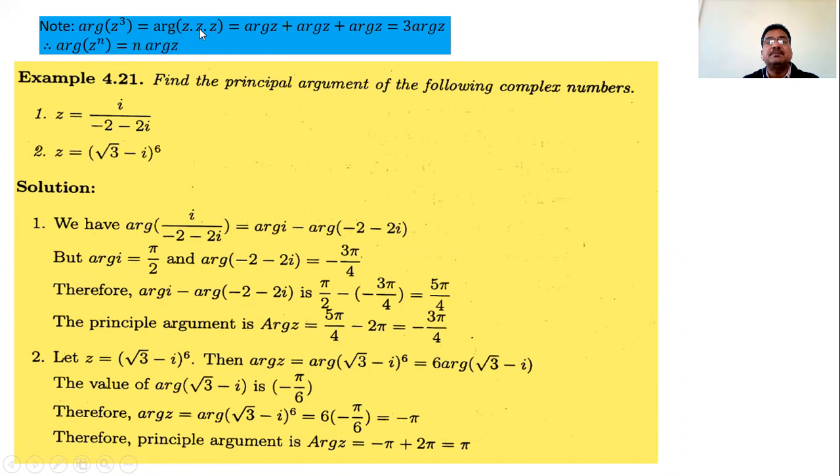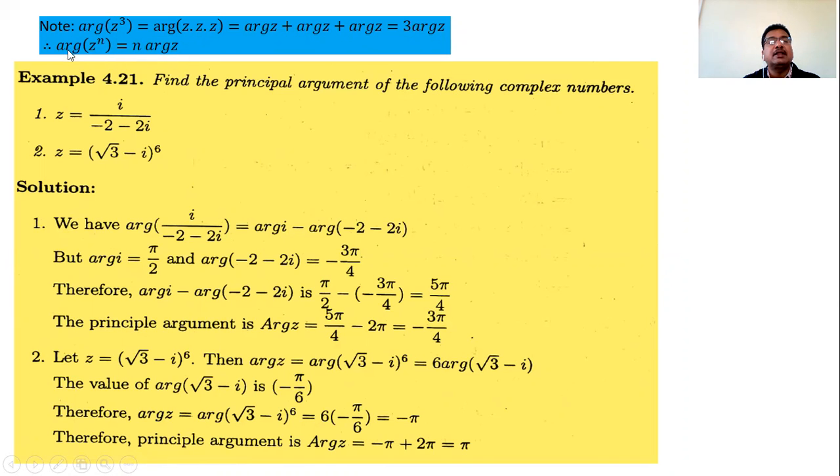It is argument of Z plus argument of Z plus argument of Z. Conversion of multiplication to addition. And that is 3 times argument of Z. That is, argument of Z cube is 3 times argument of Z. In this fashion, if I find argument of Z raised to n, then it is n times argument of Z.